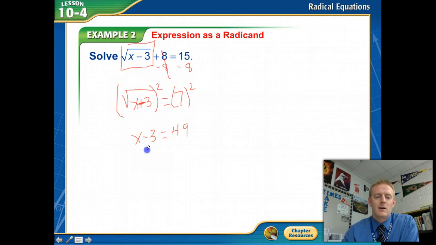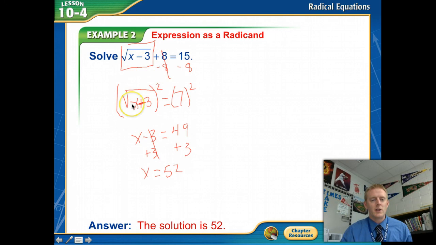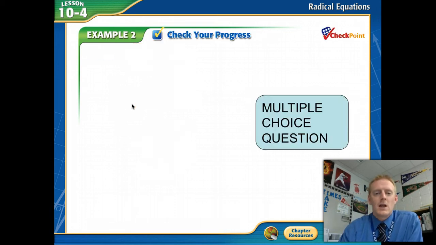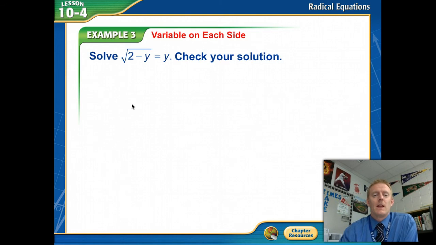Now to get x by itself, simple steps here that you all should know how to do. So x is equal to 52. Now because x equals 52, we're going to plug it back in and double check. So 52 minus 3, square root of 49 is 7, 7 plus 8 is 15. Perfect, the solution works. Now, same process, you can go ahead, this is your multiple choice question. Good luck.